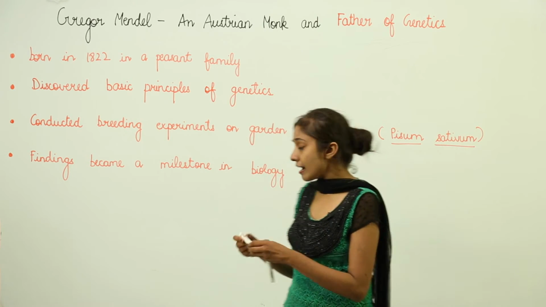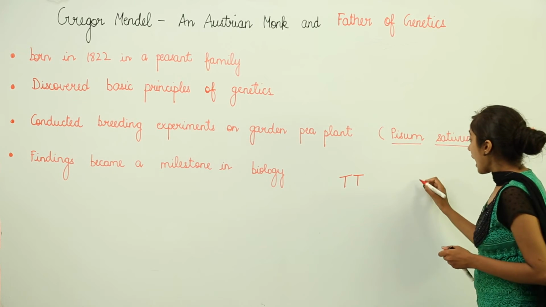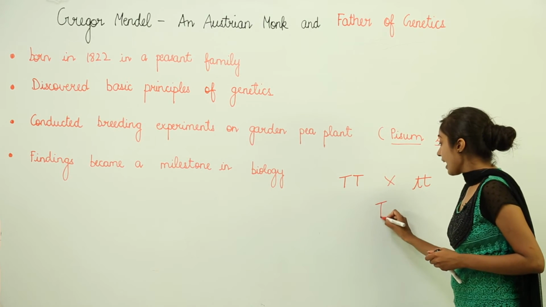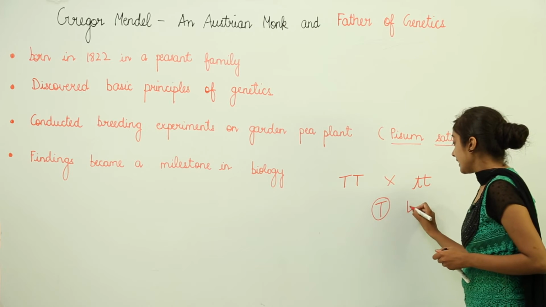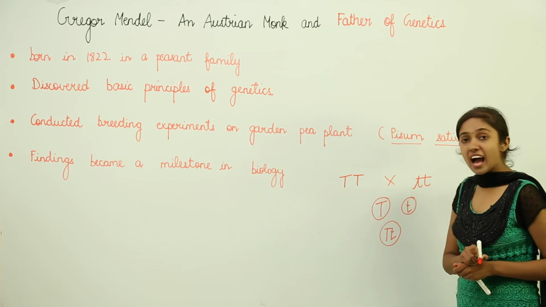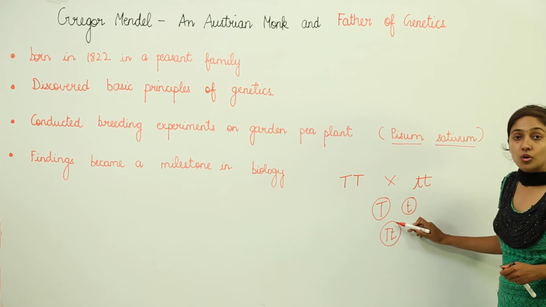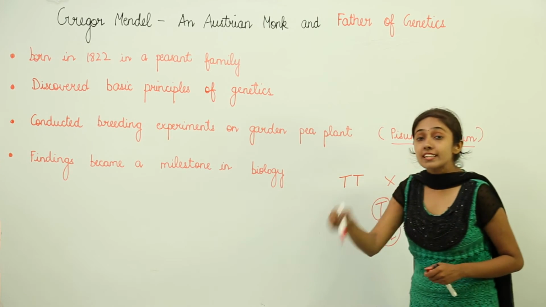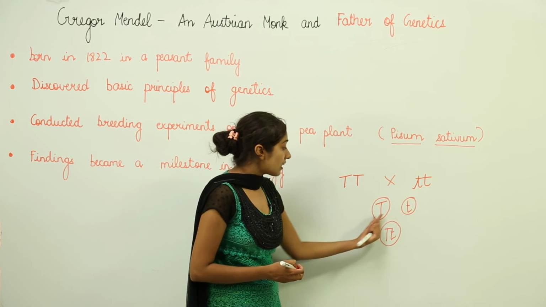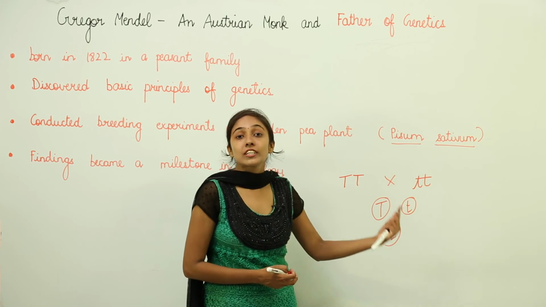So, if we have a pure tall pea plant and a pure dwarf pea plant, then we have these gametes and the progeny will be this. It is a hybrid, right? We have the dominant allele also and we have a recessive allele also. But what does the law of dominance say? The first law given by Gregor Mendel is that in the presence of the dominant allele, the recessive will not be able to express itself.